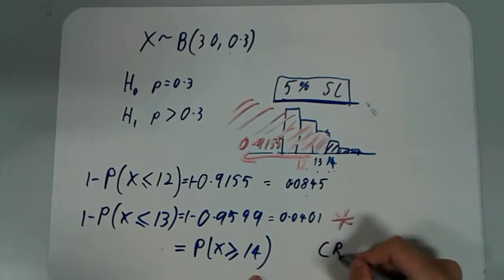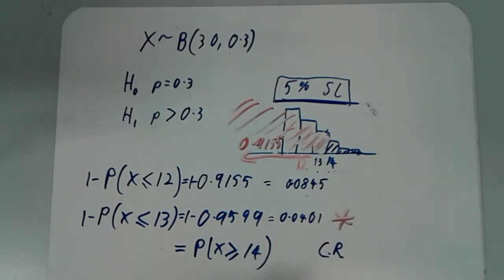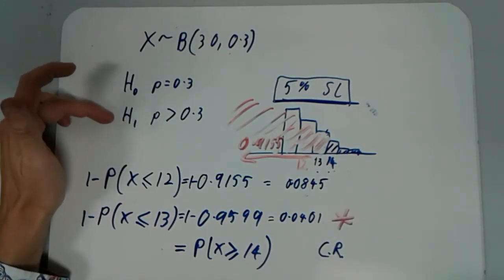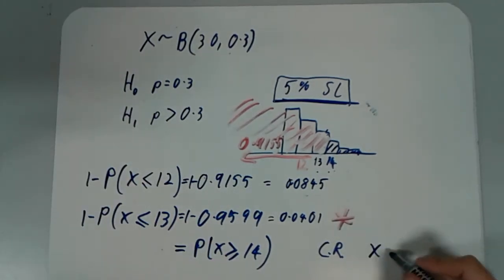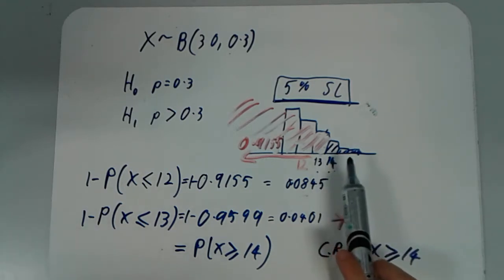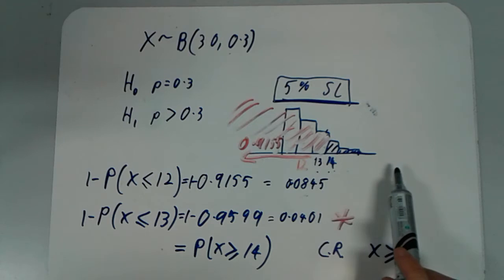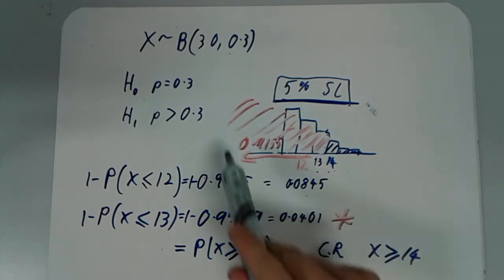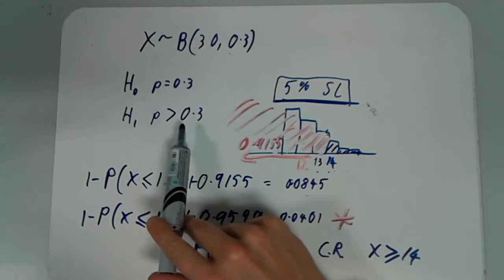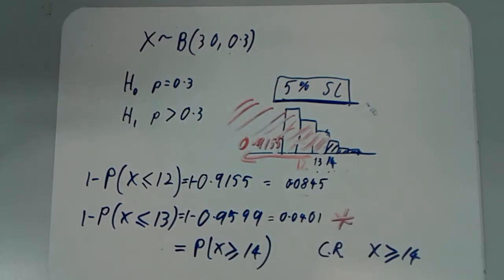Therefore, my critical region, that region which will cause me to reject my H0 and accept my H1, is any value of x which is greater than or equal to 14. That means come April, when I count the number of days with rain, if I get 14 or more days with rain in April, I know that my hypothesis is wrong. The probability should be higher than 0.3. Okay? That's how we can test the upper tail.